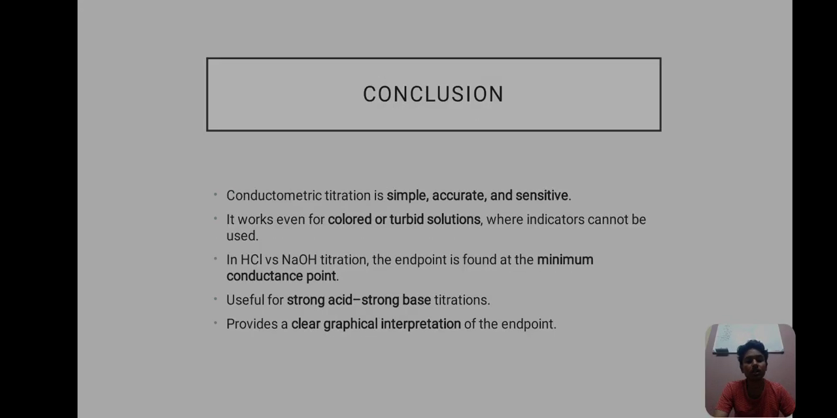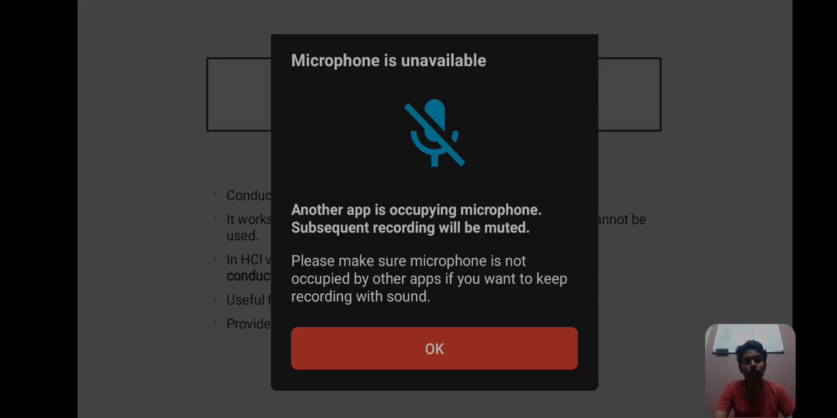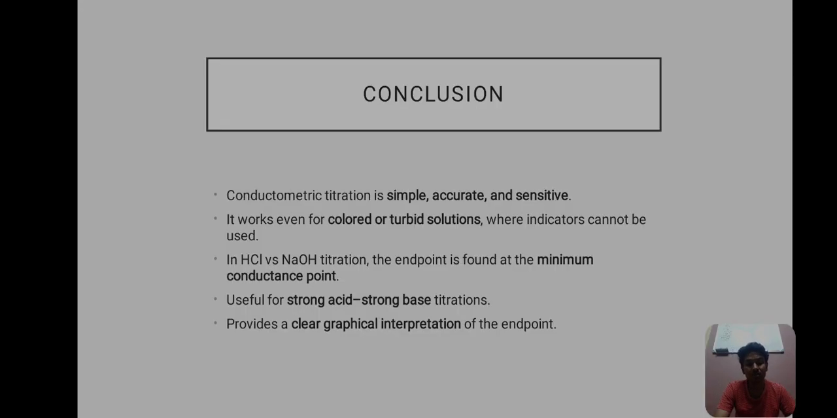Conclusion. In conclusion, conductometric titration is a simple, accurate, and sensitive technique. It is especially useful when the solution is colored or turbid because no indicator is required. For HCl versus NaOH, the endpoint occurs at the minimum conductance point. This method is ideal for strong acid, strong base titrations and gives a clear graphical representation of the endpoint.